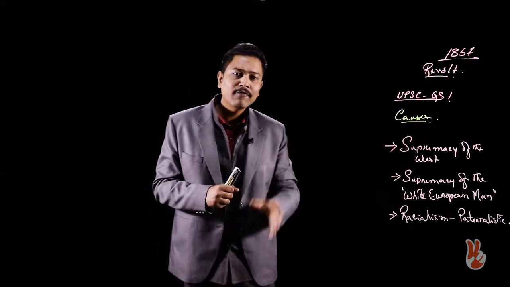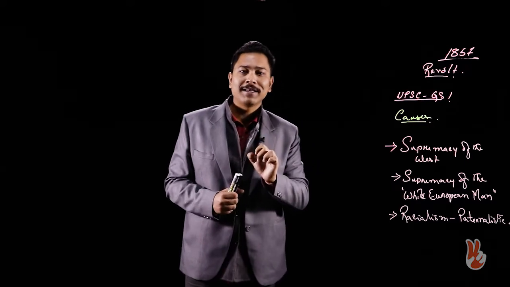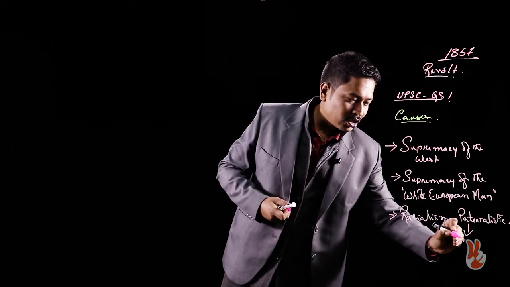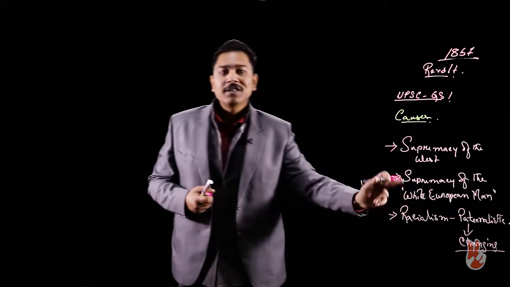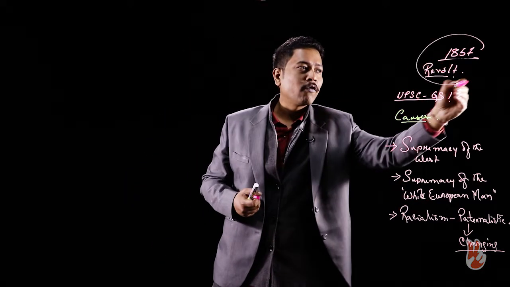They would highlight the inferiority of all of these things, and then they would go about, paternalistically and very benevolently, changing all of these systems. These changes are what provoked the reaction, which is the Revolt of 1857.